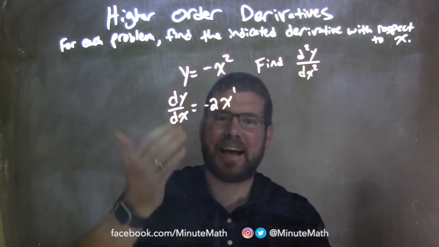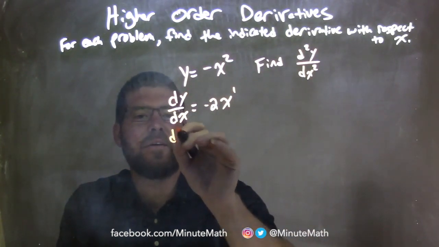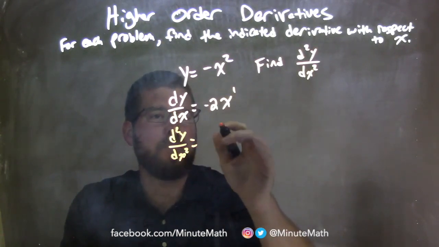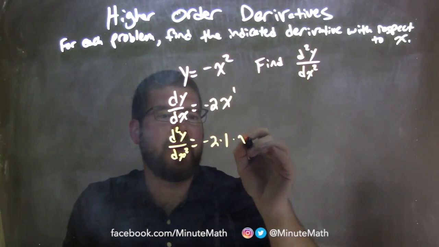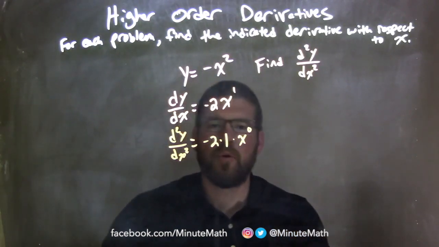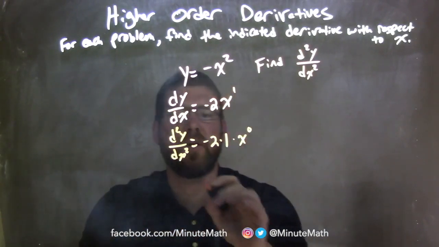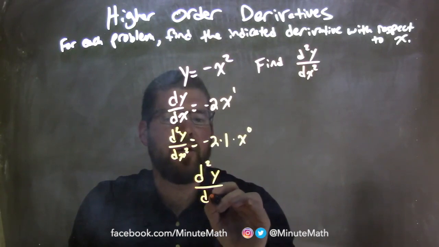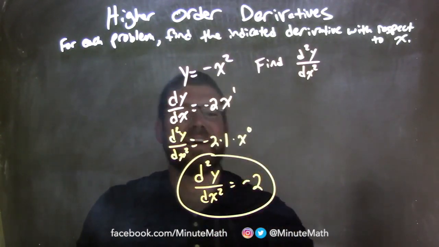Now, I have to find the second derivative, d squared y over dx squared, and that's equal to, well, the 1 comes down, so we have negative 2 times that 1 times x to the 0 power. Well, x to the 0 power is just 1, and negative 2 times 1 is negative 2, and so our final answer is d squared y over dx squared is equal to negative 2. So our second derivative here is just negative 2.